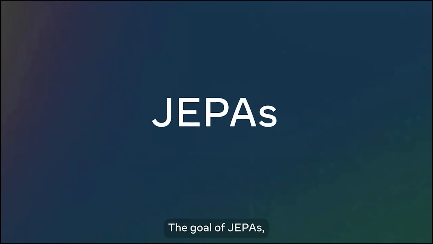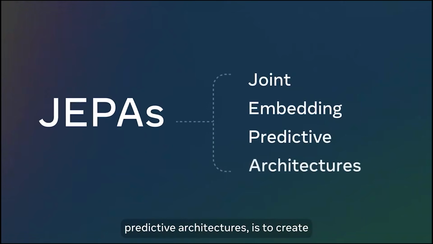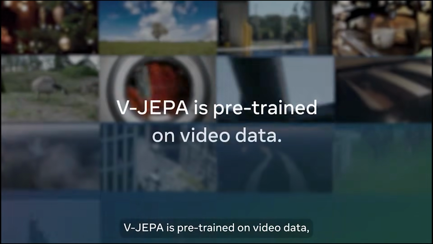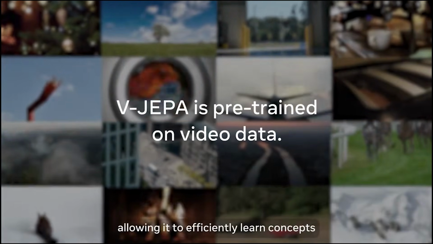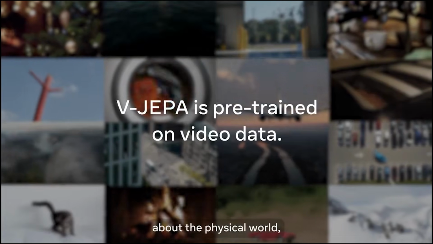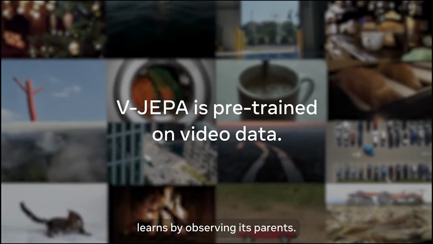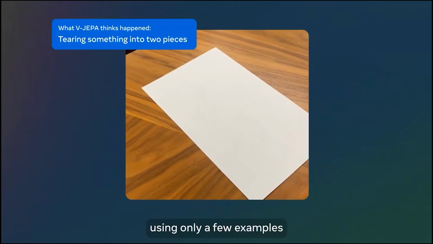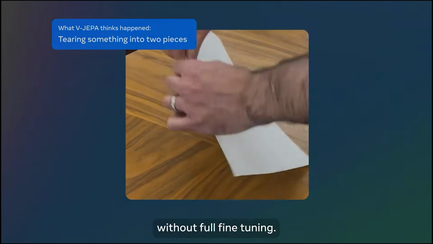The goal with JEPAs, which means Joint Embedding Predictive Architectures, is to create highly intelligent machines that can learn as efficiently as humans. VJEPA is pre-trained on video data, allowing it to efficiently learn concepts about the physical world, similar to how a baby learns by observing its parents. It's able to learn new concepts and solve new tasks using only a few examples without full fine-tuning.